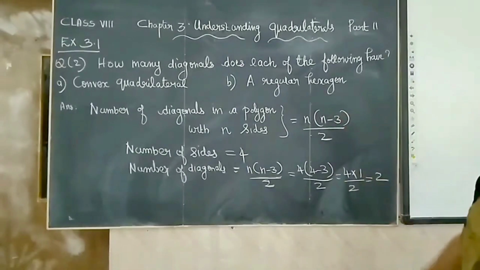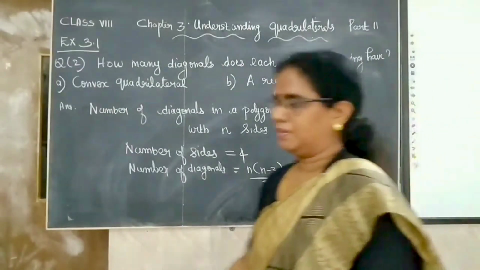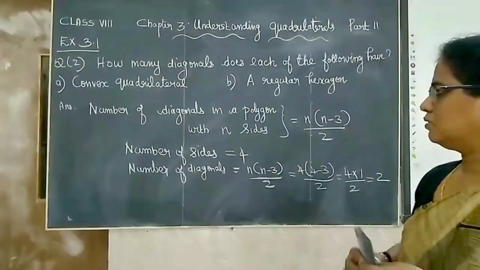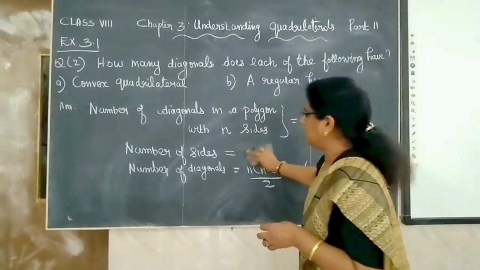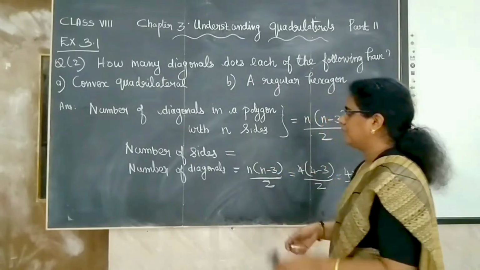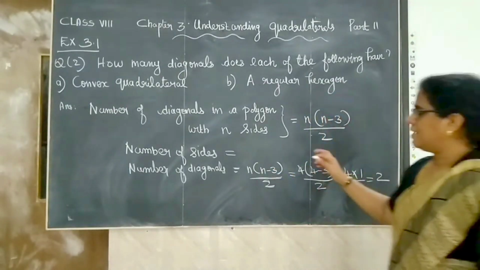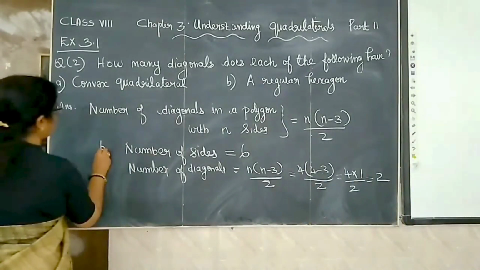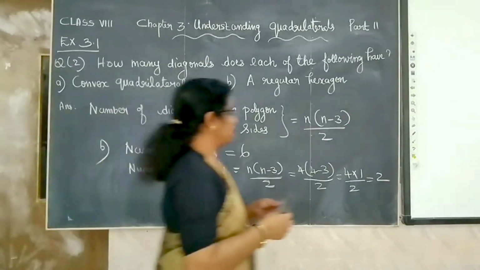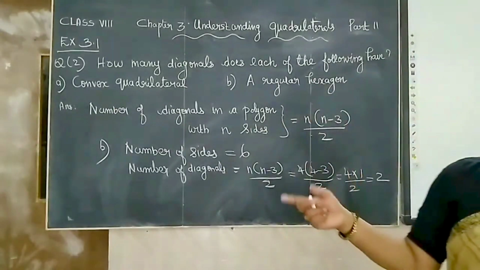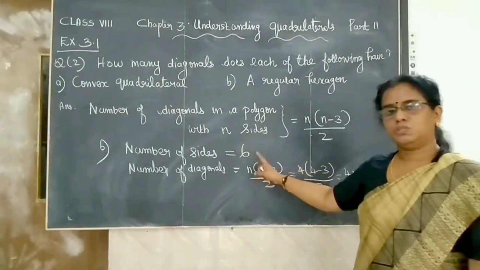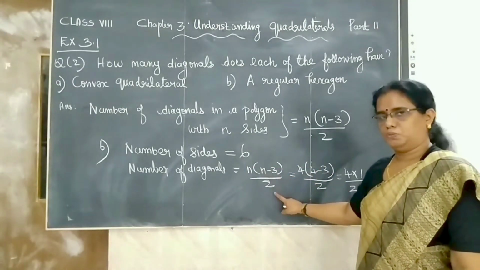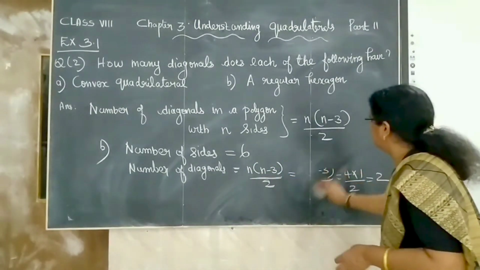Now the next question is regular hexagon. Hexagon is the polygon with 6 sides. So here the number of sides becomes 6. For the second question, number of sides is 6. This is the answer of B. Number of sides 6. Therefore, we can find the number of diagonals using the equation n into n minus 3 divided by 2.